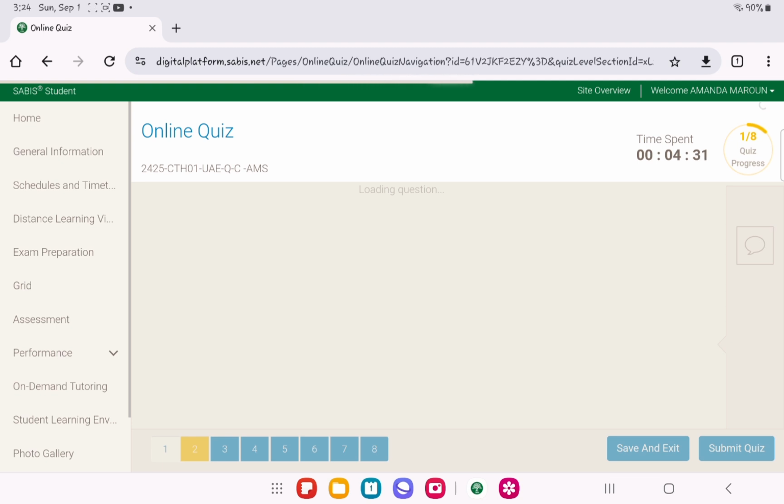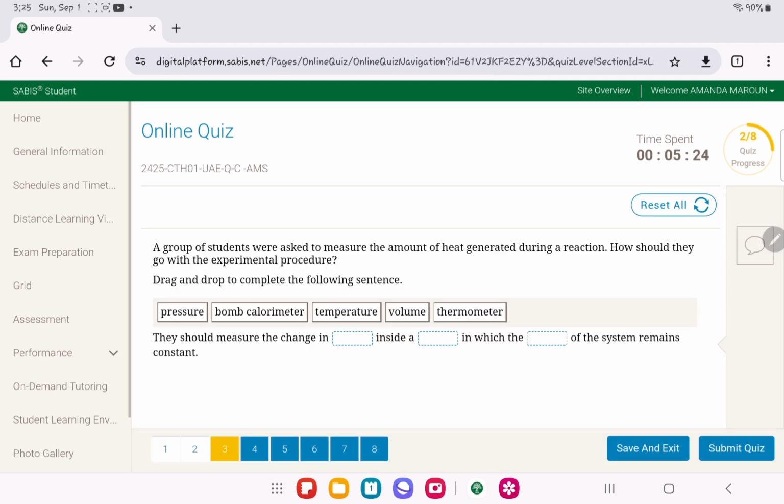Question number 3. A group of students were asked to measure the amount of heat generated during a reaction. If you ever have to measure the amount of heat during a reaction, you use a calorimeter or a bomb calorimeter. Okay? Now, what do they need to measure again? The amount of heat. So, the change in temperature. They should measure the change in temperature because it's the amount of heat that they got. So the change in temperature, you measure it inside a bomb calorimeter in which the volume is stable.